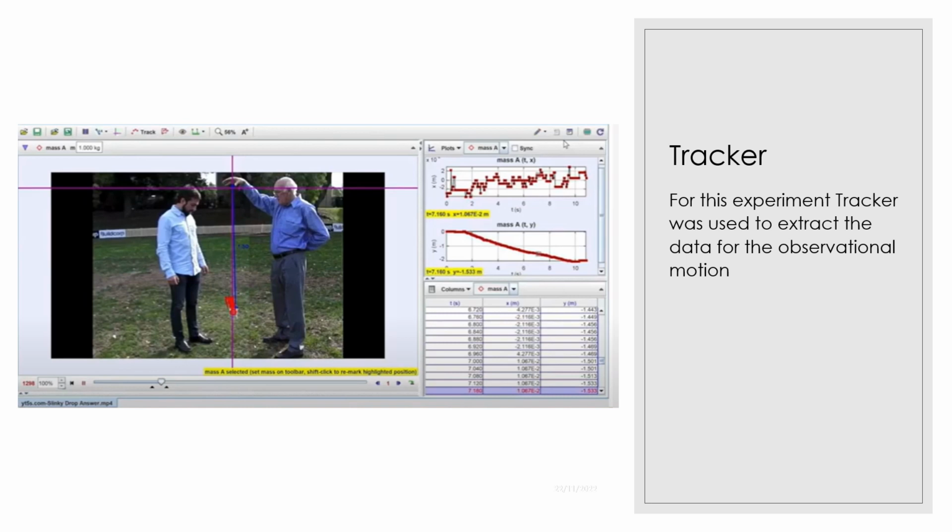As you can see, the Tracker software allowed me to extract the real observational data of motion by literally tracking the changes in position throughout the video.